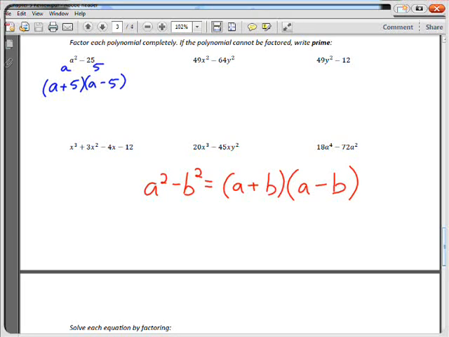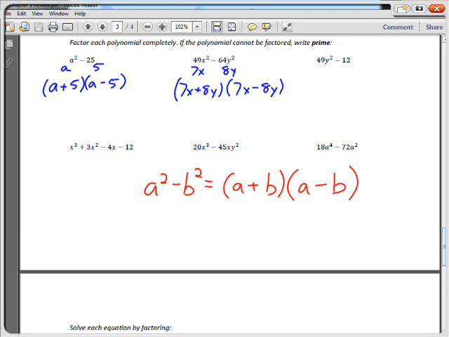On the next one, my square root of 49x squared is 7x. Square root of 64y squared is 8y. So I can factor this to 7x plus 8y times 7x minus 8y.